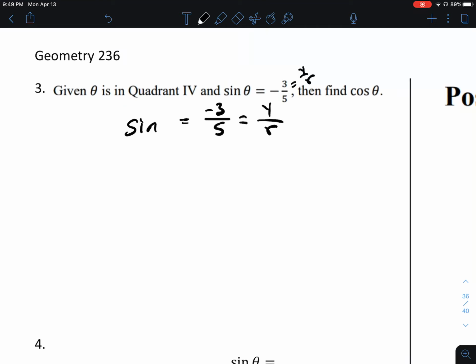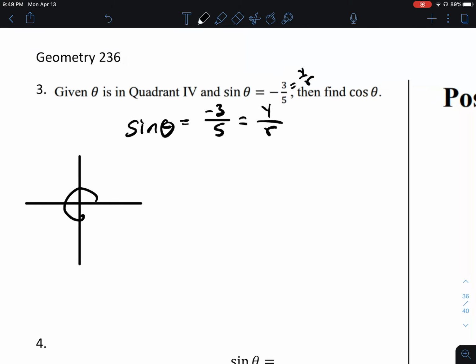If we draw theta so that it terminates in quadrant 4, we make a reference triangle. Your reference triangle always uses the x-axis as one of the legs of the triangle. So we know y is negative 3. We know r is 5. We don't know what x is.